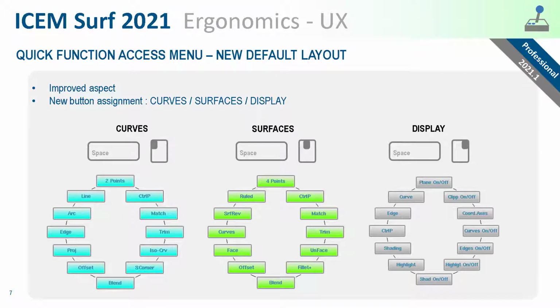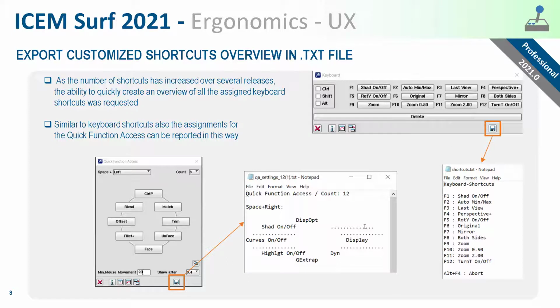We have improved the layout and the default commands we propose for the quick function access menu. So these are available when you press the spacebar and the left, middle, or right mouse button. We can also configure double mouse buttons, but I prefer just to use the single ones. Over the last few releases, we have dramatically improved the ICEMSurf workflow through the use of more keyboard shortcuts and the quick function access menu.